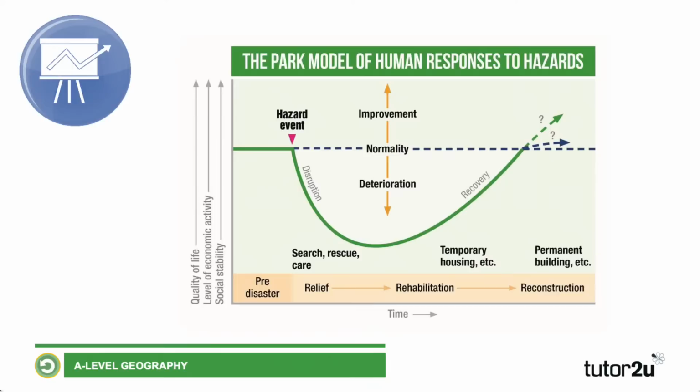What are the problems? We talked about the value in terms of being able to compare different hazard events, but anyone want to talk about a limitation for the PARC model? Okay, doesn't take into account level of development. Okay, no actual time scale, it's just a generalized sequence.